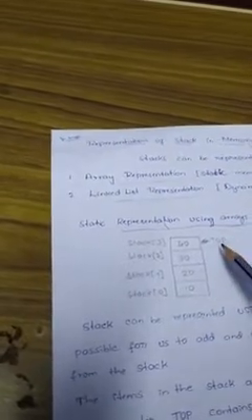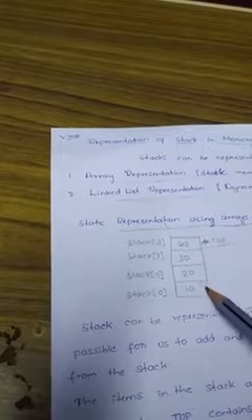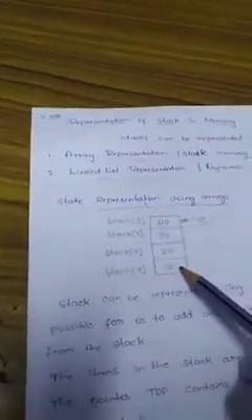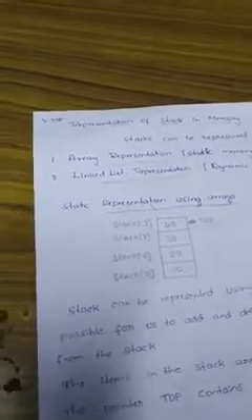Here, the stack contains sequential elements. It means we are storing the elements in sequential order or linear order, so it is referred to as a linear data structure. See here: 10, 20, 30, 40. One by one we are storing the elements.